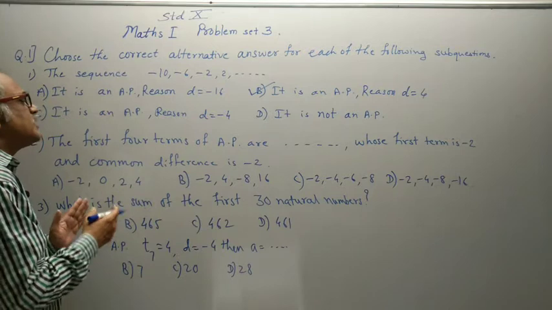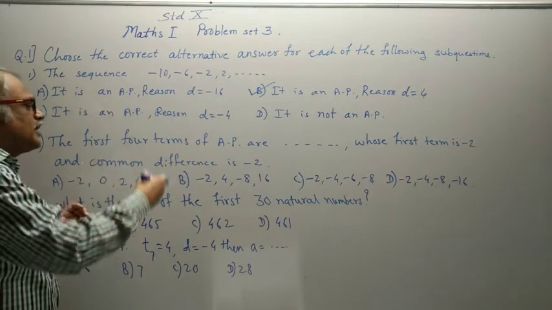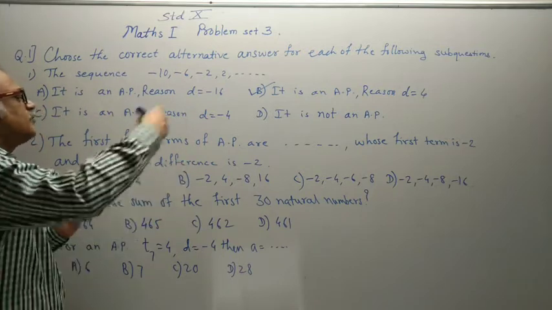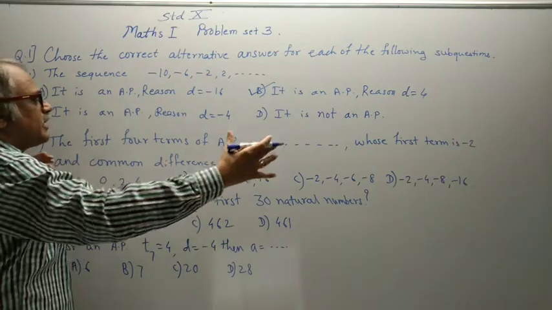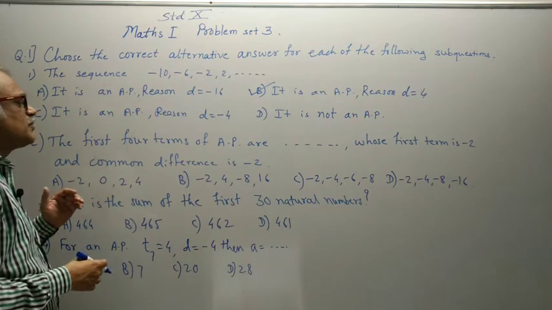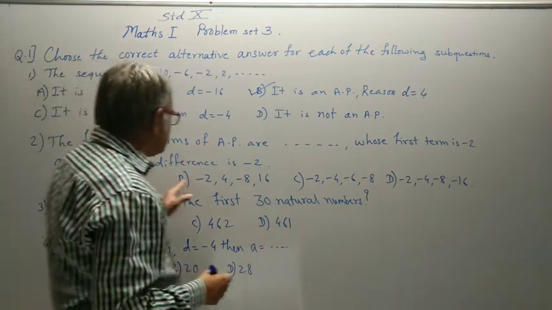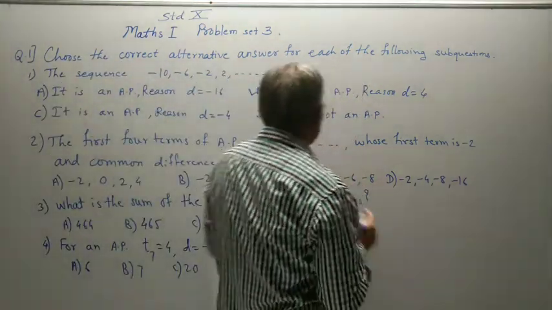So what will be the answer? -2, -4, -6, -8. As D is -2, it is decreasing. The negative number increases. Where is -2, -4, -6, -8? C is the answer.